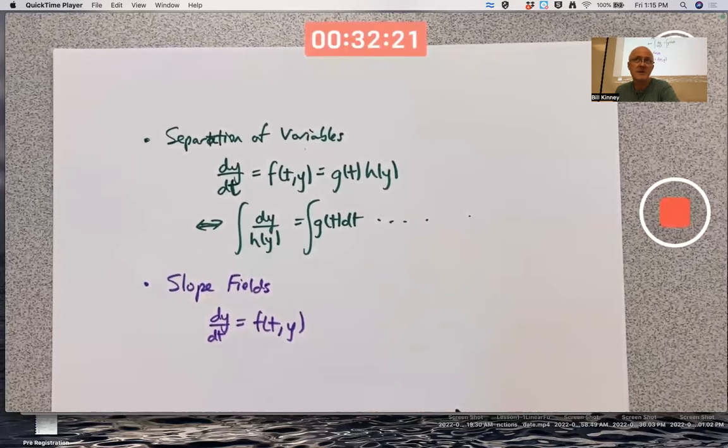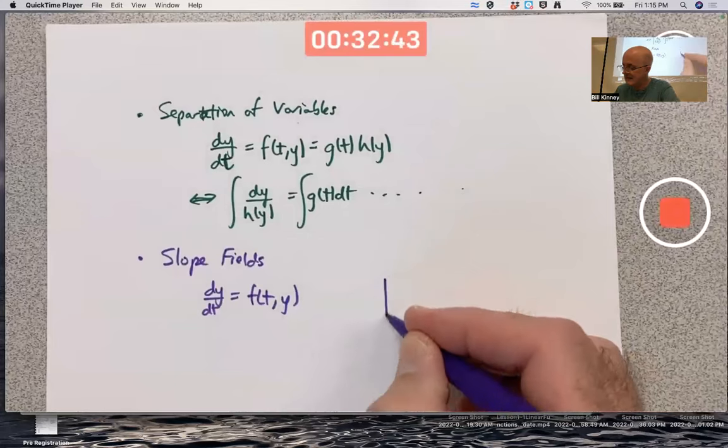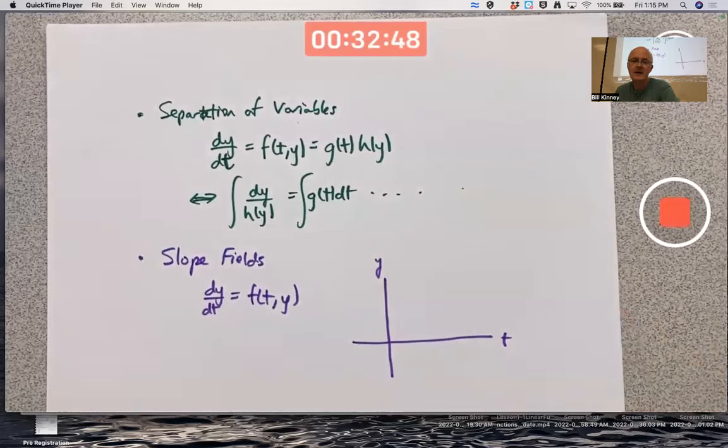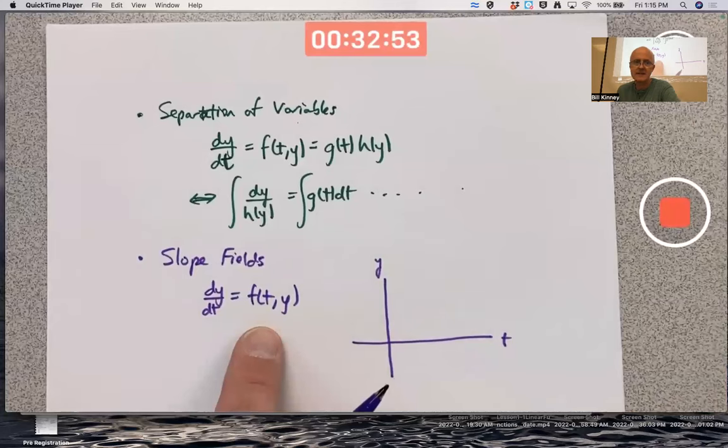If I give you a slope field, you should be able to sketch solutions. Would I have you sketch a slope field from scratch? Probably not in the in-class portion. Too time consuming. Maybe a couple of line segments. I wouldn't have you draw more than a couple. But the idea is you've got a ty plane. Pretend this right-hand side function here.